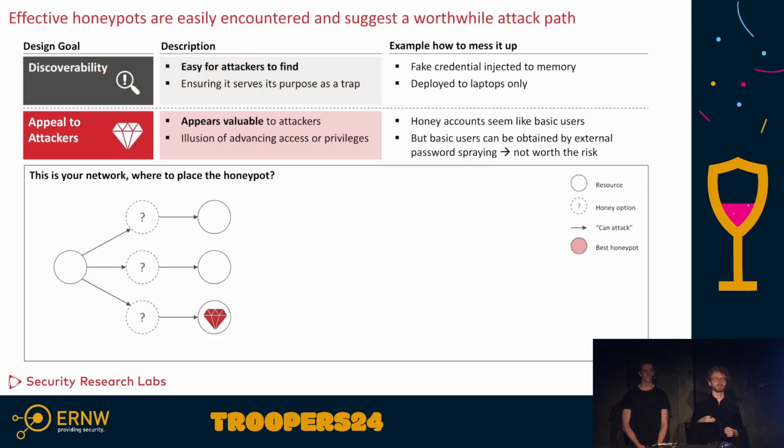Next, even if an attacker sees a honeypot, to make them step into the trap, they have to think they get something out of it. So it needs to look appealing, as if it advances your privileges in some way. One example here is if your honey users in Active Directory look like basic corporate users, as a red team, we can often get these via external password spraying or a lot of different ways. So it's not worth the risk of using these credentials if we find them, if we can get similar accounts just from password spraying. So in this case, we would place the honeypot, of course, on the path to a high-value system.